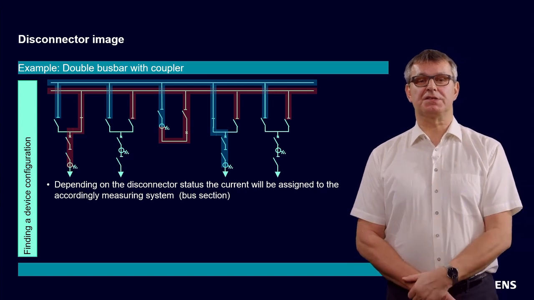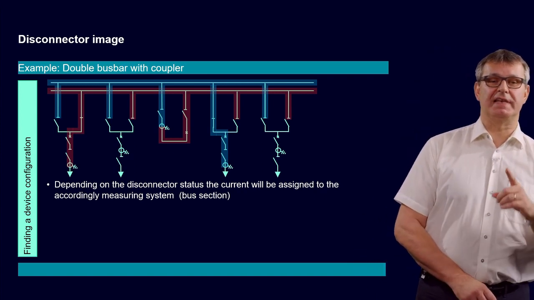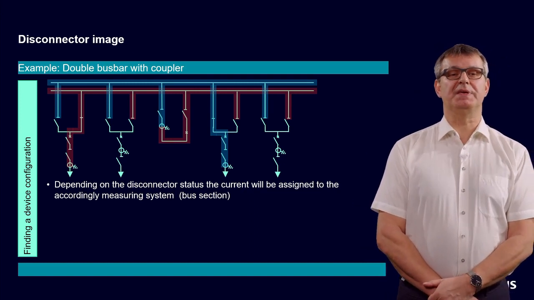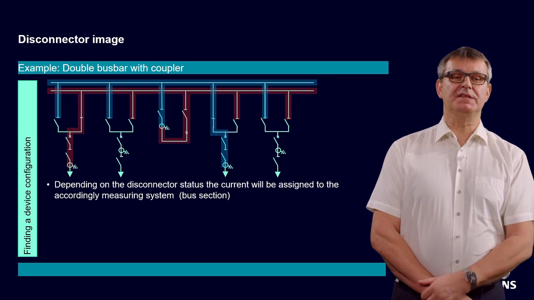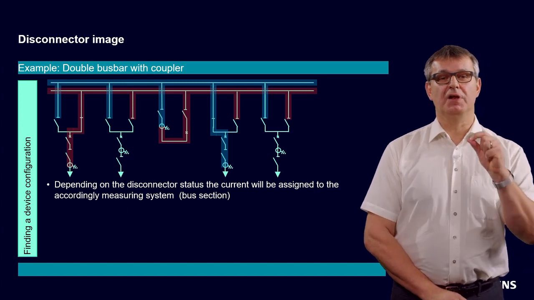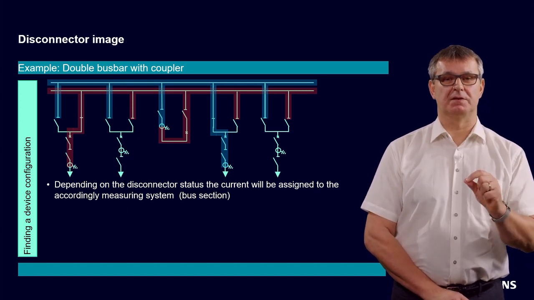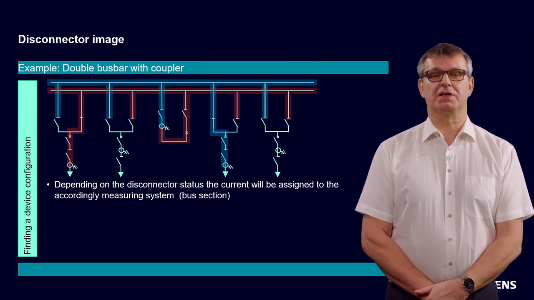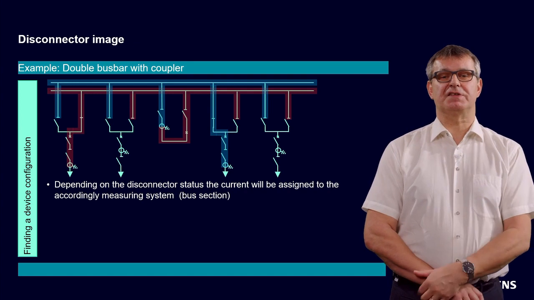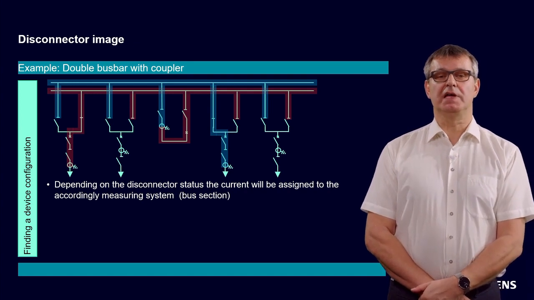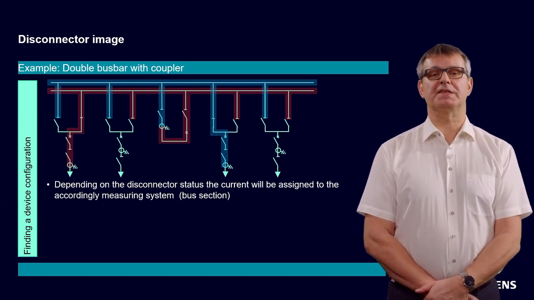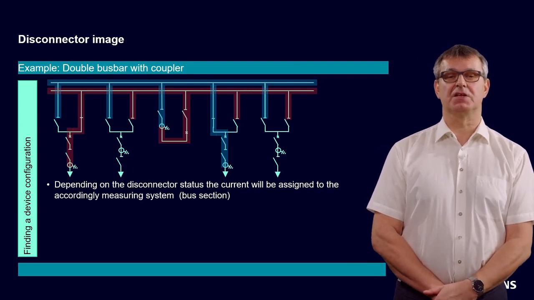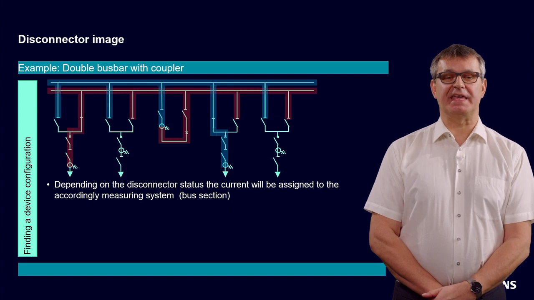If you see the feeder on the left side, the busbar disconnector to busbar B is closed. So this means this feeder current will be assigned to busbar B. In the other case, the feeder on the right side of the coupler is shown in blue. Here the disconnector to busbar A is closed. So this current will be assigned to busbar A.